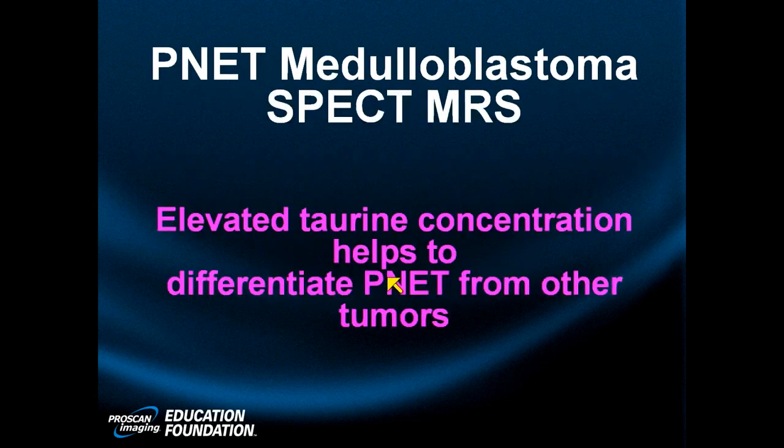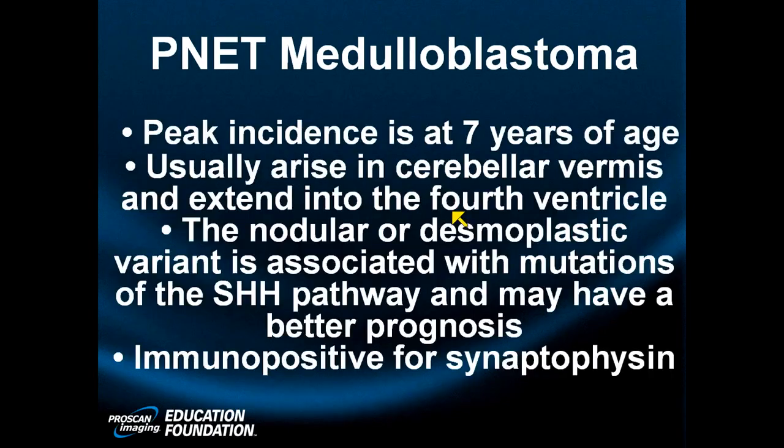Now, spectroscopy-wise, this is a place where spectroscopy may play a primary role. The choline peak, not so much, maybe for follow-up. But a taurine peak may help differentiate a PNET, a medullo, from other neoplasms. So that's a little pearl you may want to jot down.